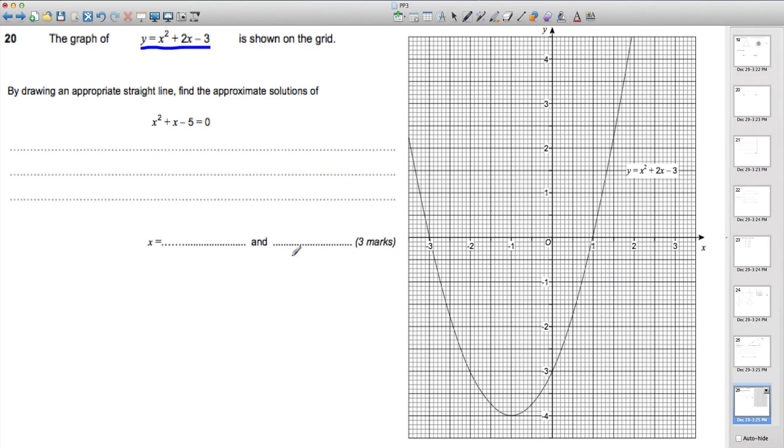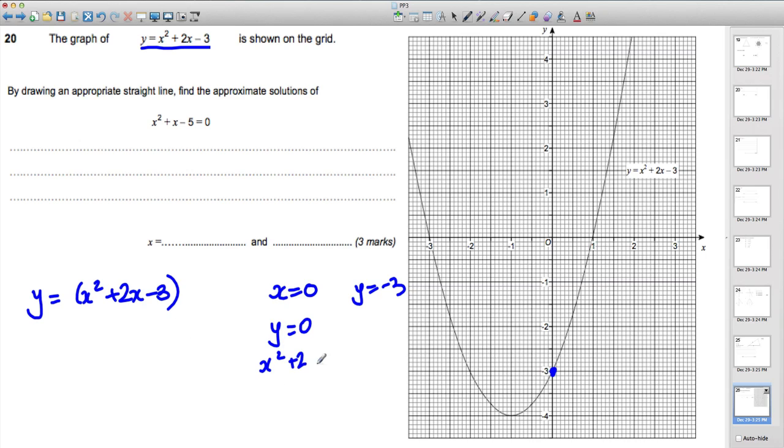Just before I launch into that, how would I draw that graph if it wasn't shown to me? Well, y is x squared plus 2x subtract 3. Okay, the first thing I would do is I would let x be 0. When x is 0, y is negative 3. So I know I would cross off that point there. Then I would let y be 0, and I would solve x squared plus 2x minus 3 is equal to 0. I solve that by factorising. That would be x plus 3, x minus 1 is 0. So therefore, when y is 0, x is negative 3, or x is equal to 1. So negative 3, 0 is 1 point, and 1, 0 is another point.